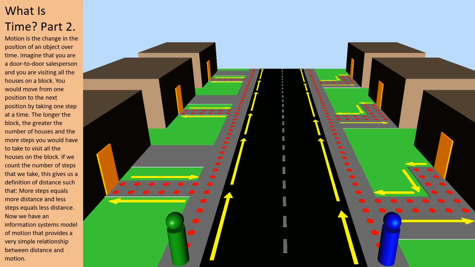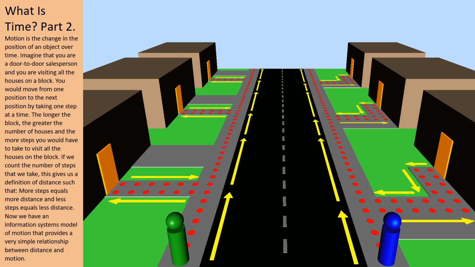And so when we're dealing with clocks, we have to take into account all of those factors. Motion is the change in the position of an object over time. Imagine that you are a door-to-door salesperson and you are visiting all the houses on a block. You would move from one position to the next position by taking one step at a time. The longer the block, the greater the number of houses and the more steps you would have to take to visit all the houses on the block.